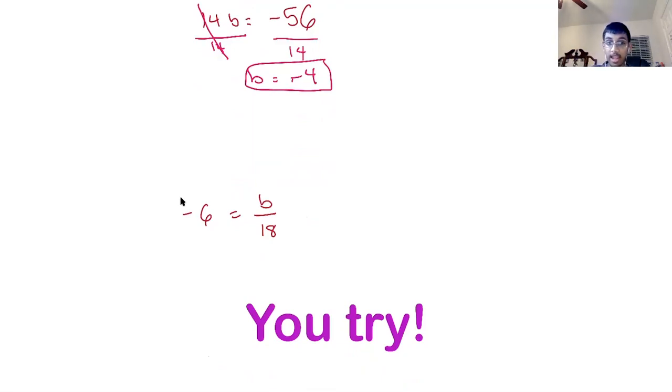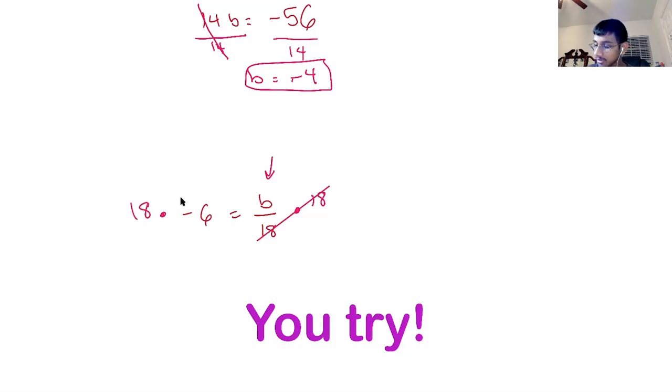So we have b over 18 is equal to negative 6. So what I'm going to do to get the b by itself on this side is to multiply the 18 on both sides. So I multiply my 18 over here, and I multiply my 18 over here.